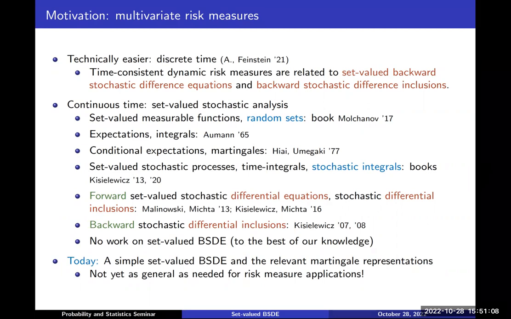In order to establish well-posedness, what we will do is to prove a martingale representation theorem first for set-valued martingales. There is also some literature on this, so I will also talk about the literature on set-valued martingales. There are already some results, but they are just not ready for our use. So that's why we had to extend the theory for our needs.